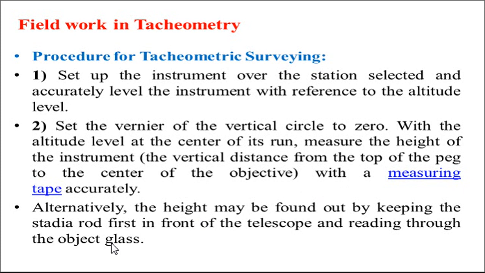Next step: alternately, the height may be found by keeping the stadia rod first in front of the telescope and reading through the objective glass. By either method we can measure the height of the instrument.